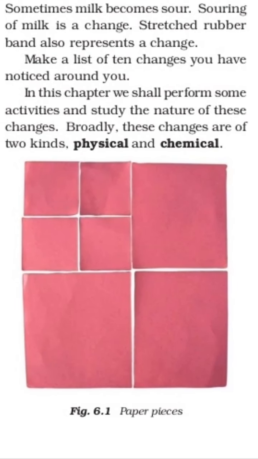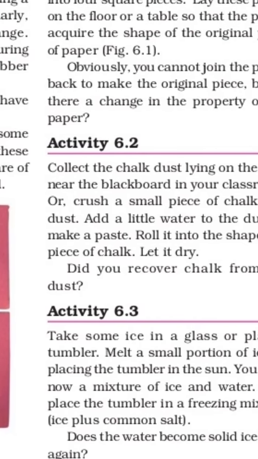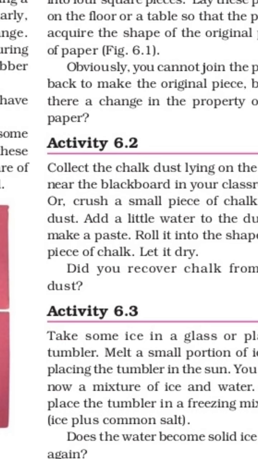Now from the figure we can see that in this activity we take 1 square paper. Afterwards we cut it into 4 square pieces. Then again we cut these into 4 square pieces, as shown in figure 6.1. When we collect all these pieces and keep them on the table, we cannot get the original piece of paper. But all these pieces are still called paper. Their properties have not changed. Suppose we take one piece, it is also called paper, and all the pieces are also called paper only. It only changes in size and shape.